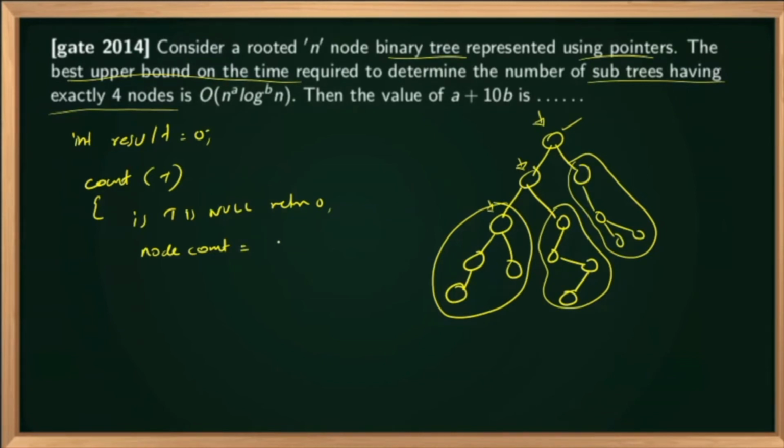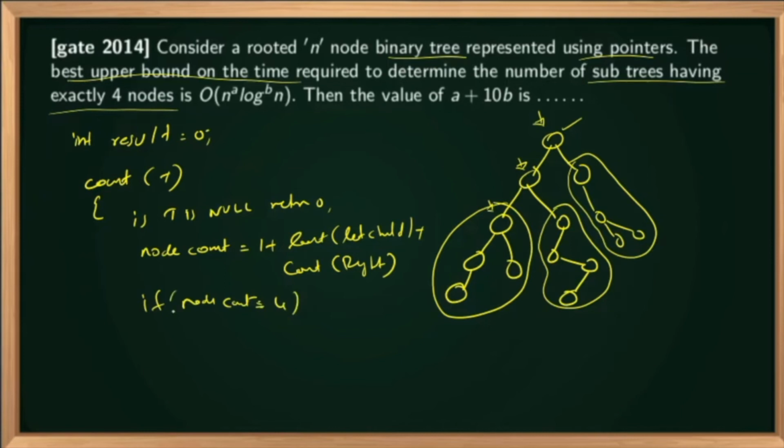Initially node count is 0. Node count is equal to 1 plus count of left child plus count of right child. So this is a recursive definition. I'm just counting 1 plus left child count plus right child count. Then I will check if node count is equal to 4, then result is equal to result plus 1. So this is the simple algorithm. Finally, when everything is finished, I can just return the result.